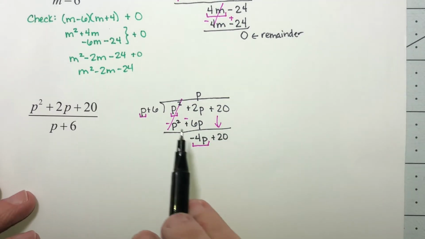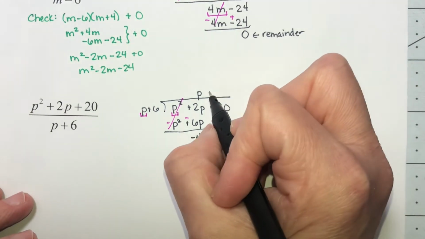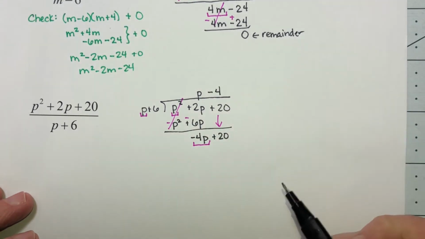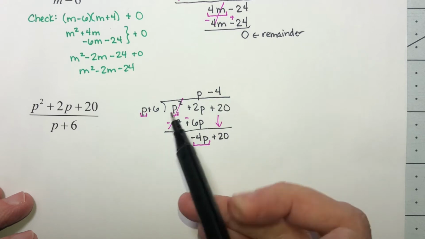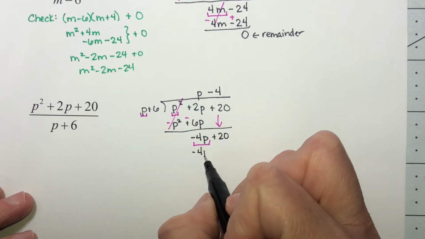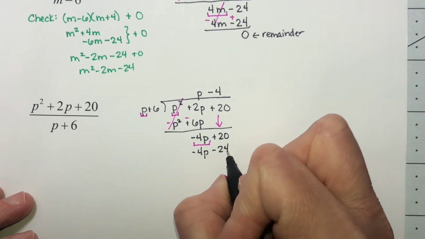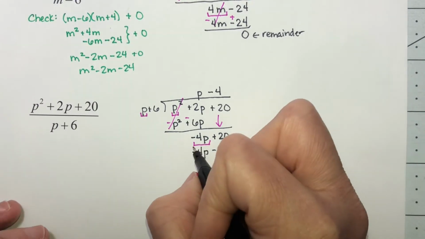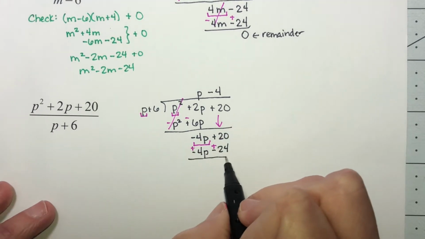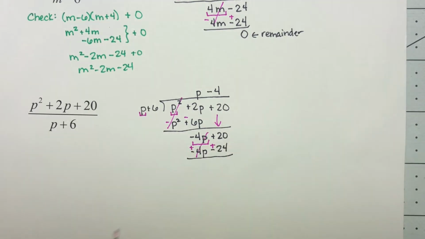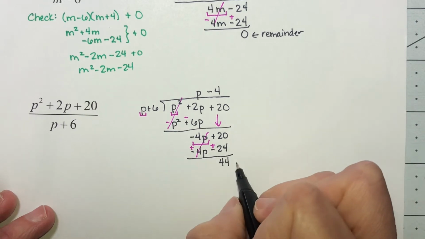I want this P to become a negative 4P. So I need to multiply it by a negative 4. Be careful with your signs here. I need to distribute the negative 4 through here. Negative 4 times P is negative 4P. Negative 4 times 6 is negative 24. Let's change both of our signs and combine them. This cancels. 20 plus 24 is 44. This is my remainder.